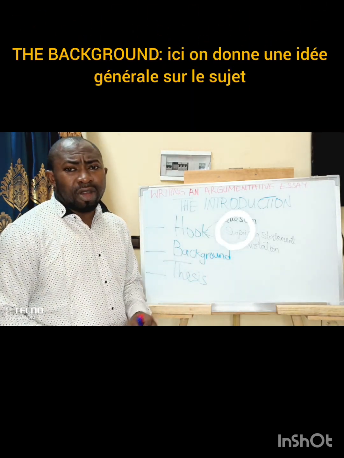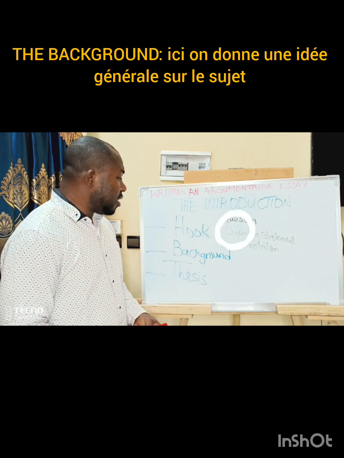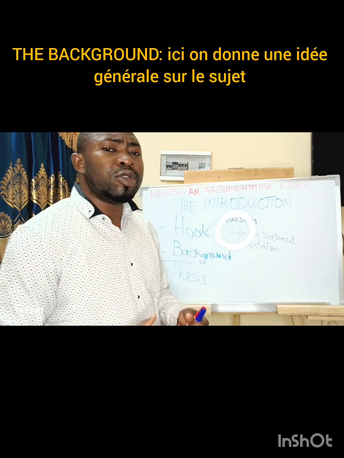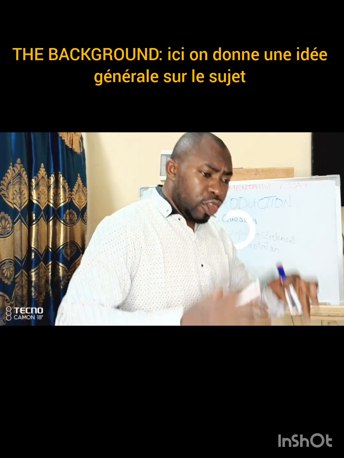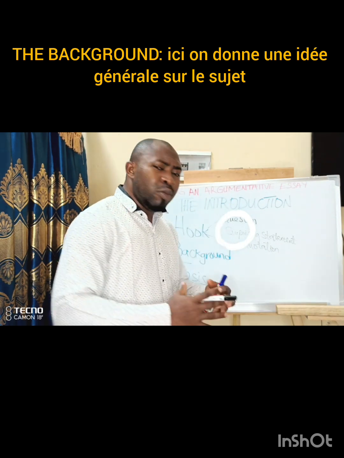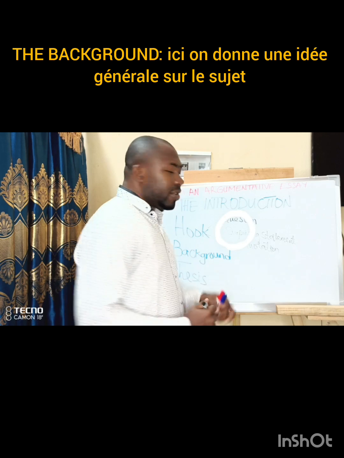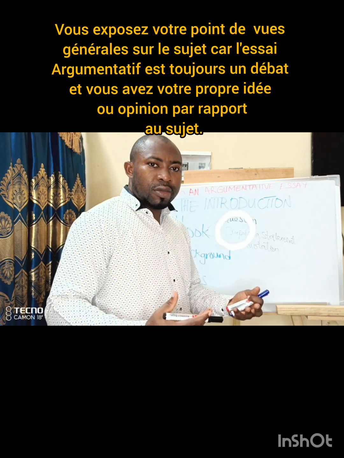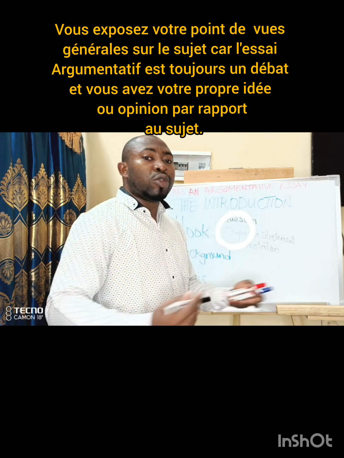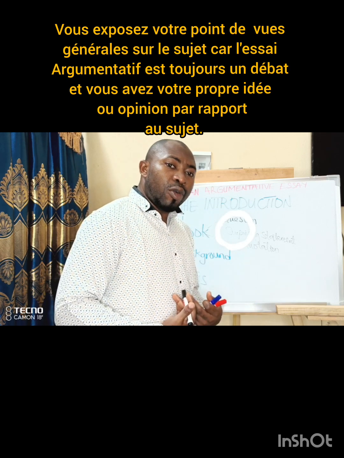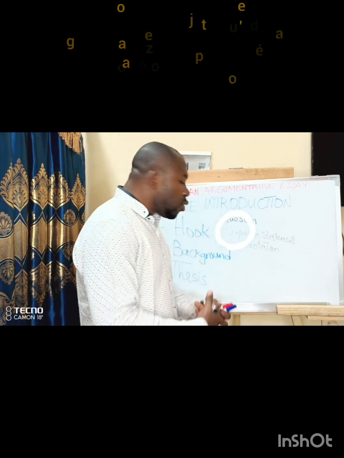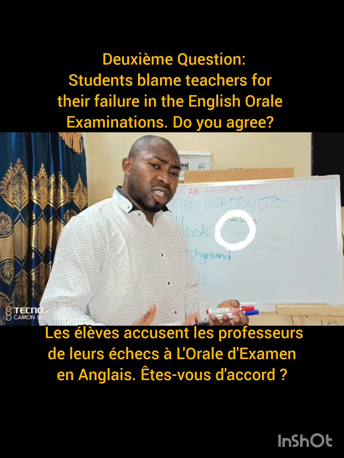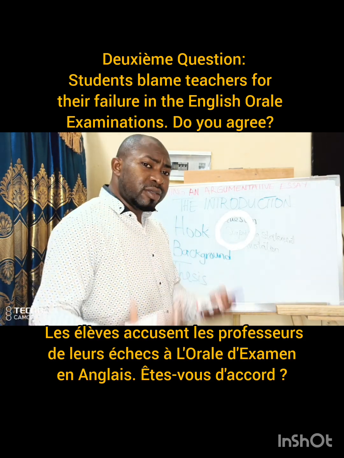Now you go to the background of the introduction. So here, what do you do at the background of the introduction? What you have to do is to create the problem. You make known the problem at the background of the introduction. Because argumentative essay is always an issue. Sometimes it can be a controversial issue, and you have your own particular opinion in this issue. So you have to create the problem first. The problem is that students blame teachers for their failure in English oral examination.